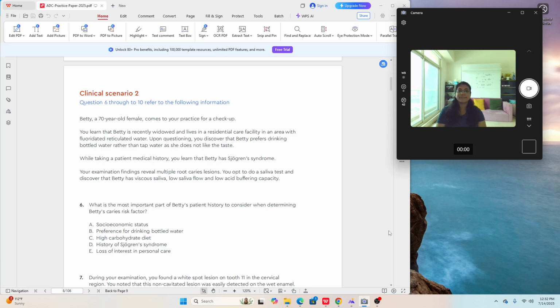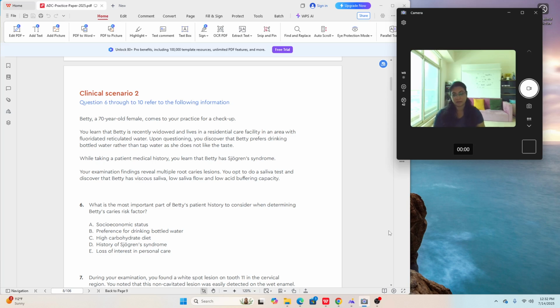History of Sjogren syndrome. Yep. Loss of interest in personal care. No, it doesn't seem like it. If she had loss of interest in personal care, she wouldn't come for a checkup. She would have come only if there was a problem. But the question says she's come for a checkup. Also, she brushes, correct? It is not mentioned that she's not brushing. So loss of interest in personal care is not the right answer. So I will go with history of Sjogren syndrome because that is my most important risk factor. No matter what external things I do, if her saliva stuff is not sorted out, caries will continue to happen, right? And that is my most important risk factor.